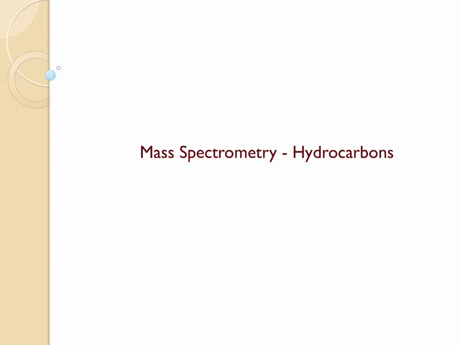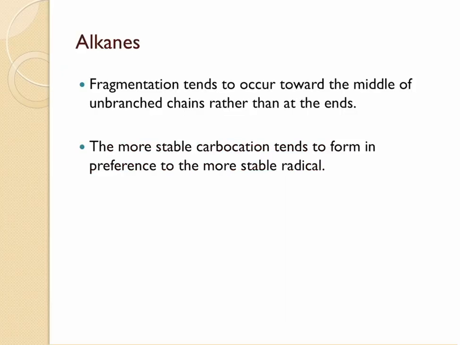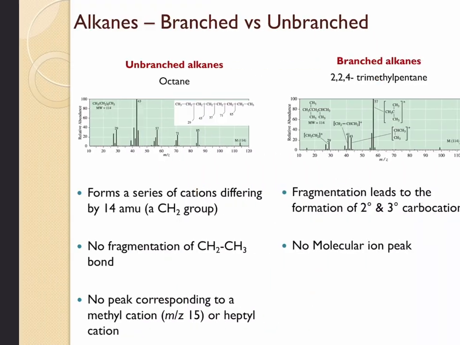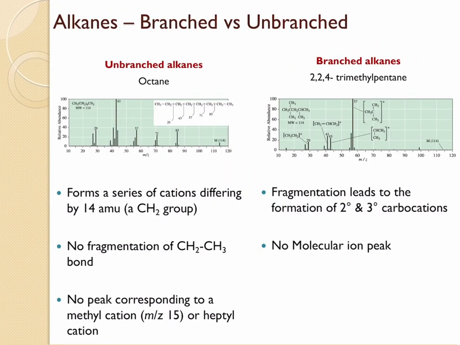Mass spectrometry, hydrocarbons. In alkanes, fragmentation tends to occur toward the middle of unbranched chains rather than at the ends. Also, generally, the more stable carbocation is formed in preference to the more stable radical. Now let's do a comparison between branched and unbranched alkanes.